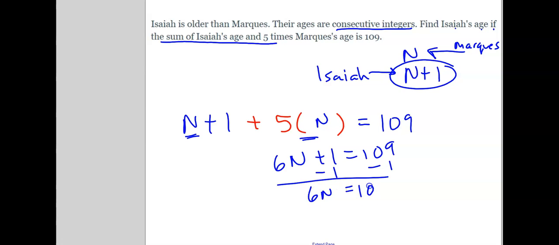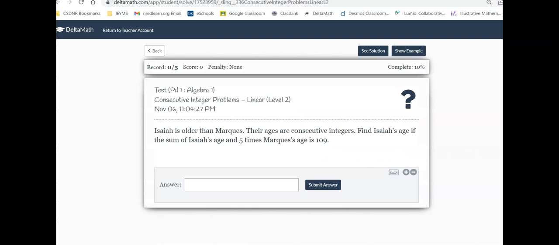6n equals 108. Divide both sides by 6, and n is equal to 18. So that's Marquise. So Isaiah would be 18 plus 1. Isaiah would be 19.